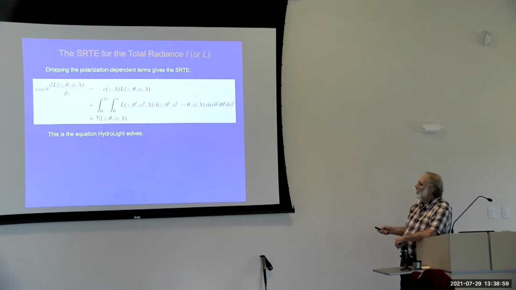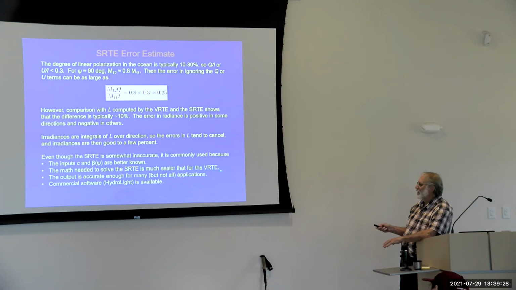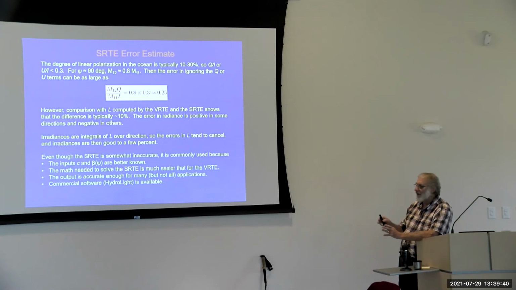We now have this equation, which is called the scalar radiative transfer equation. Scalar because it's just L, it's not the Stokes vector. And so away we go. Now, I'm willing to live with a little bit of inaccuracy here because I can measure the inputs, beam attenuation and the volume scattering function, even if people don't do it very often. The math needed to solve the scalar equation is enormously easier than the math needed to solve the full vector equation, and the output is accurate enough for most applications, although not all of them.